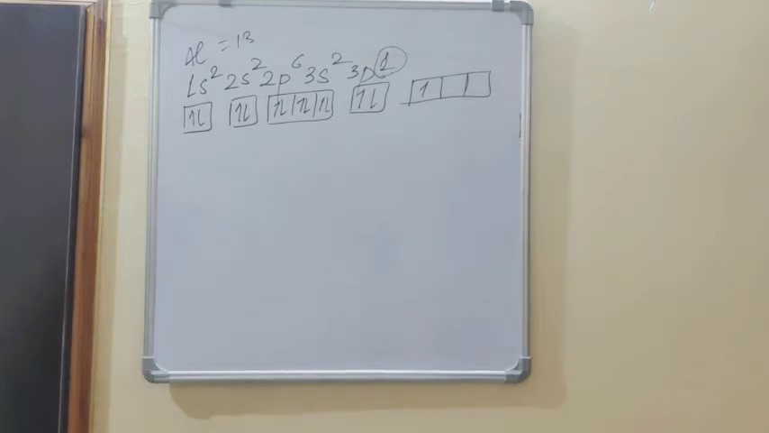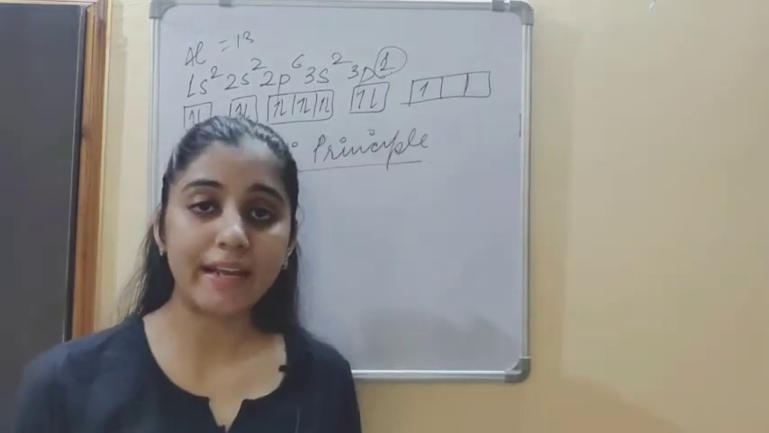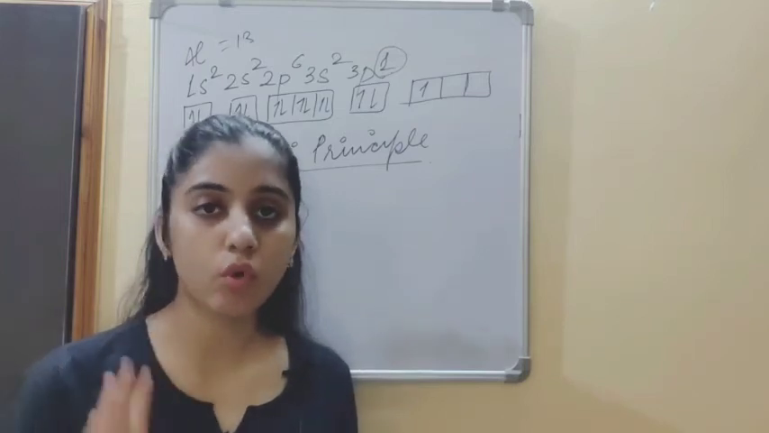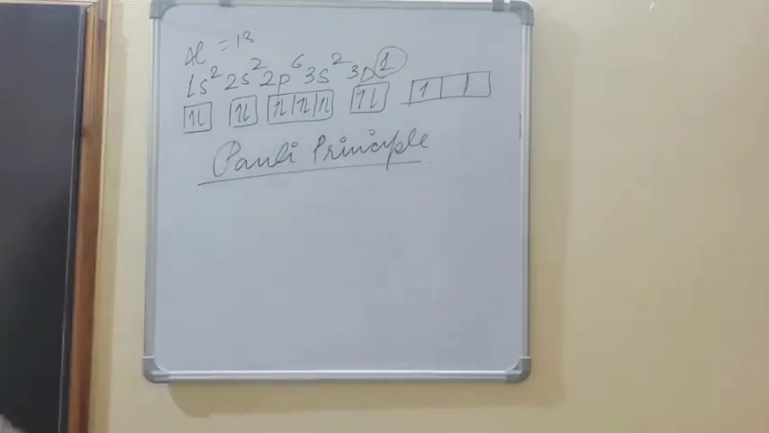Okay, now the next one is Pauli's exclusion principle. So the first question arises: why do no 2 electrons have the same set of 4 quantum numbers? On the basis of Pauli's exclusion principle, we are going to answer this question. First of all, it states that each orbital can accommodate 2 electrons with opposite spin.